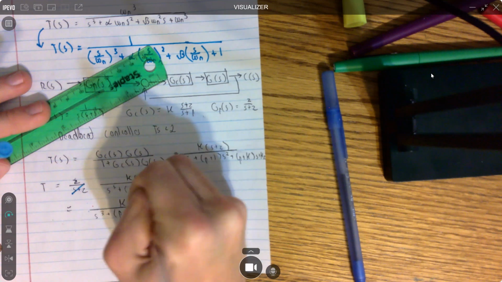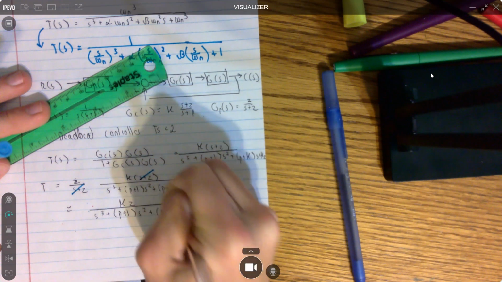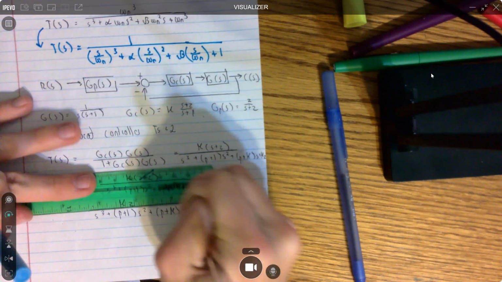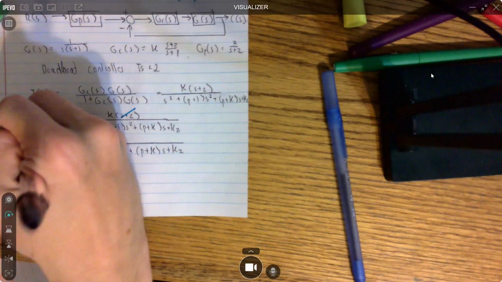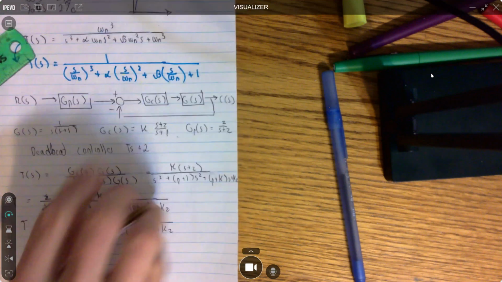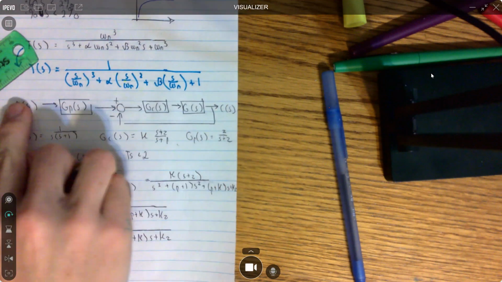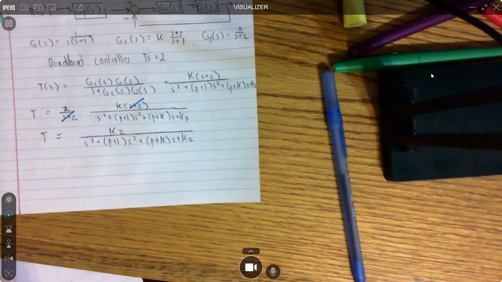Plus P plus KS plus KZ. Okay, so what we have to do here is we notice we have a third order transfer function, correct? We evaluated the entire transfer function in the system from input to output. And so this is the third order. So what we need to determine is we're going to have it normalized in order to use the response, correct?